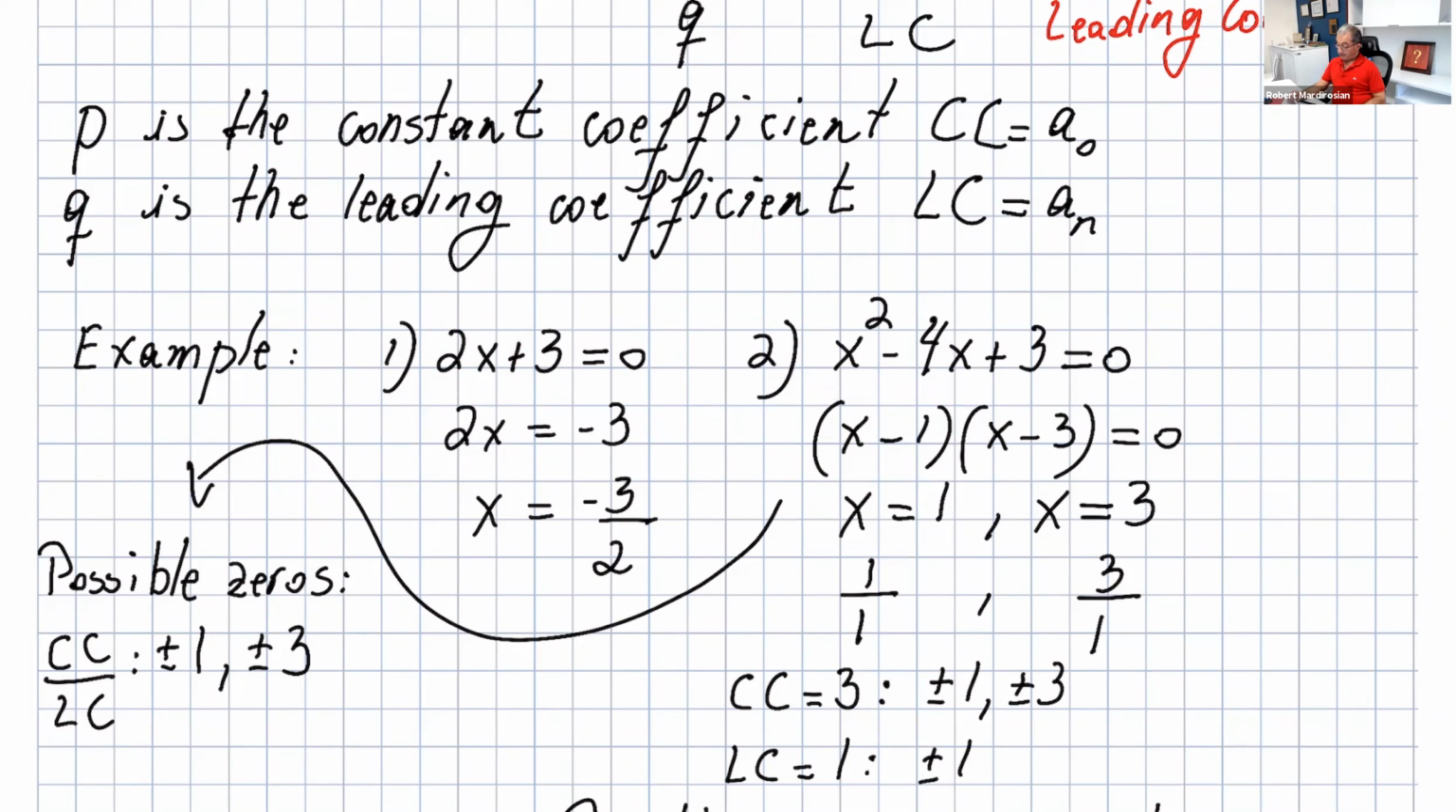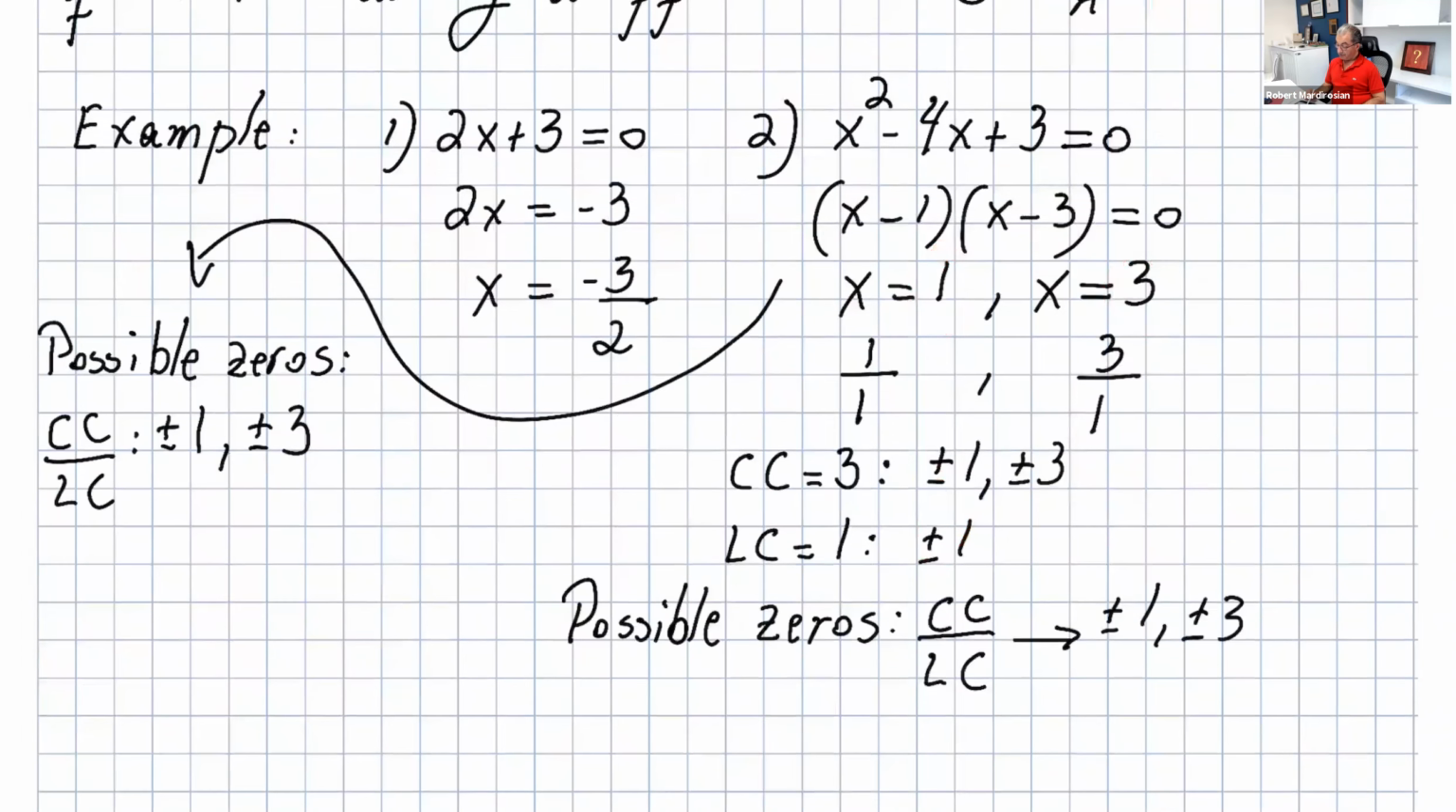so x squared minus 4x plus 3, that's a quadratic equation. So you can solve this by factoring, so you get 1 and the other one is 3. Now if we go here, the constant coefficient is 3. The possible factors of the constant coefficient are plus or minus 1 or plus or minus 3. The leading coefficient is 1. The possible factors are plus or minus 1.